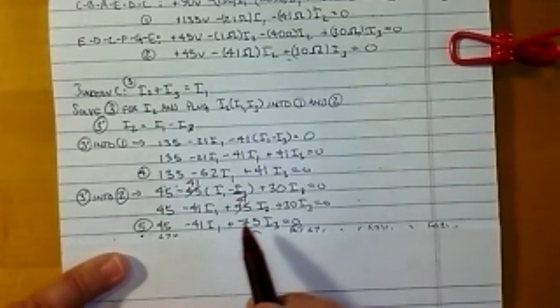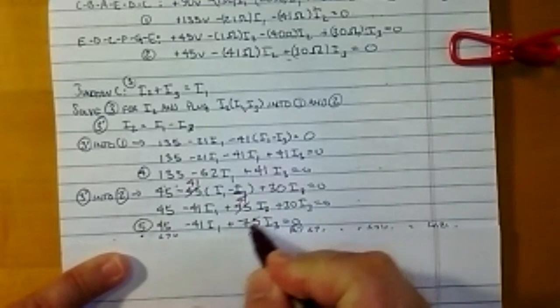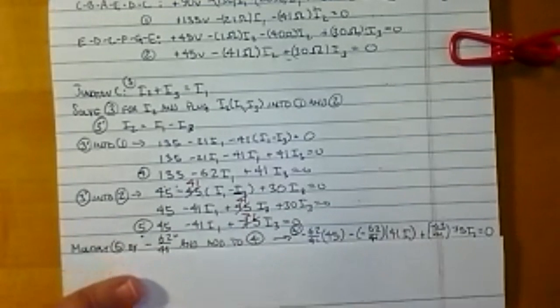Okay, so now I say 45 minus 41 I1. Now 41 plus 30 is not 75. It is in fact 71. So yay, that's going to follow us through the rest of the problem. Another boo-boo, even though I worked it out in advance. Just awesome. All right, anyways.